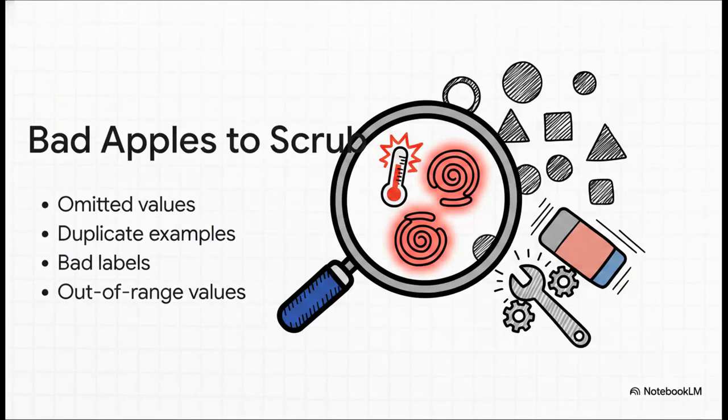As engineers, we spend an enormous amount of time hunting for these bad apples. You can actually use scripts to automatically flag problems, like omitted values, or say a thermometer reading 1,000 degrees, which is obviously a glitch, or a server log entry in the exact same event twice. Once they're flagged, you fix these by either deleting the corrupted examples entirely or correcting the bad labels.